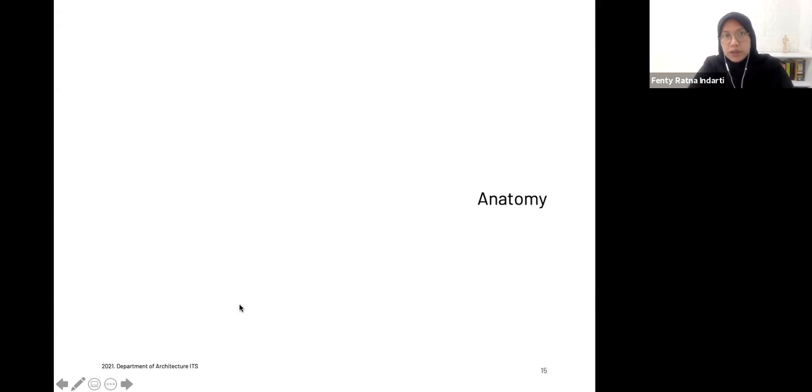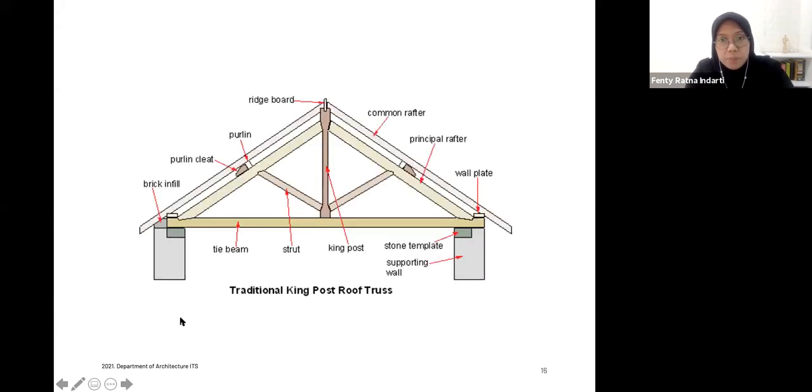Next, we are talking about the anatomy of the roof. If we are talking about the anatomy of the roof, we are talking about first the structure, because if we are talking about the covering, it's only about the covering. So the covering is only on top of the structure itself. I have explained it in the previous one, but I will explain it more again.